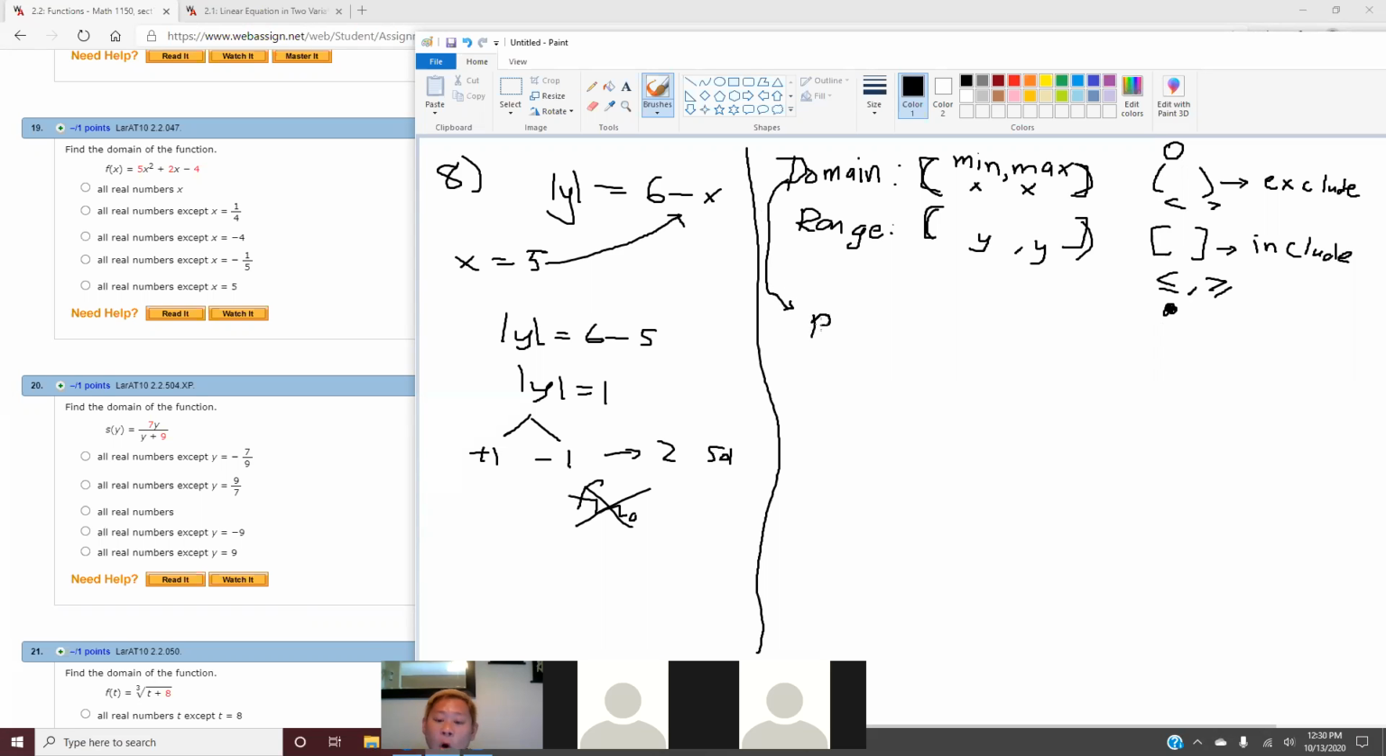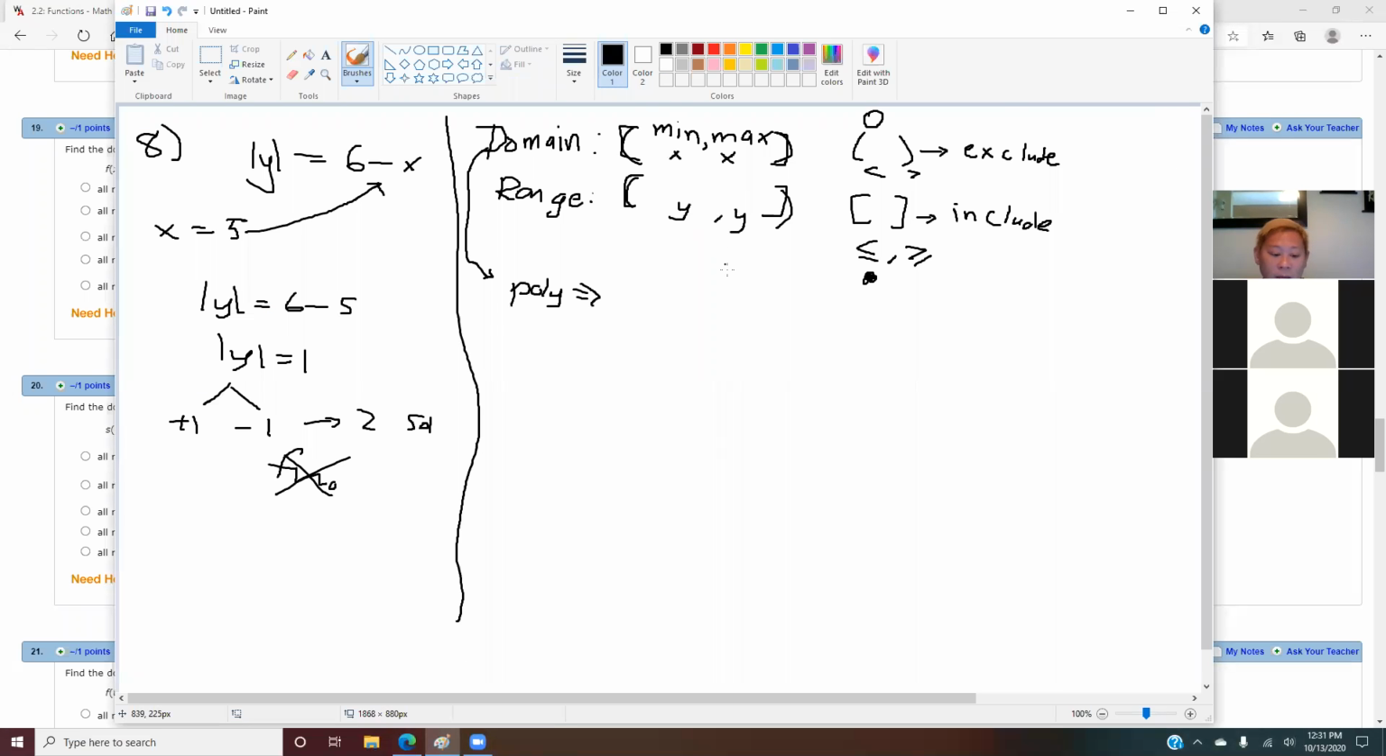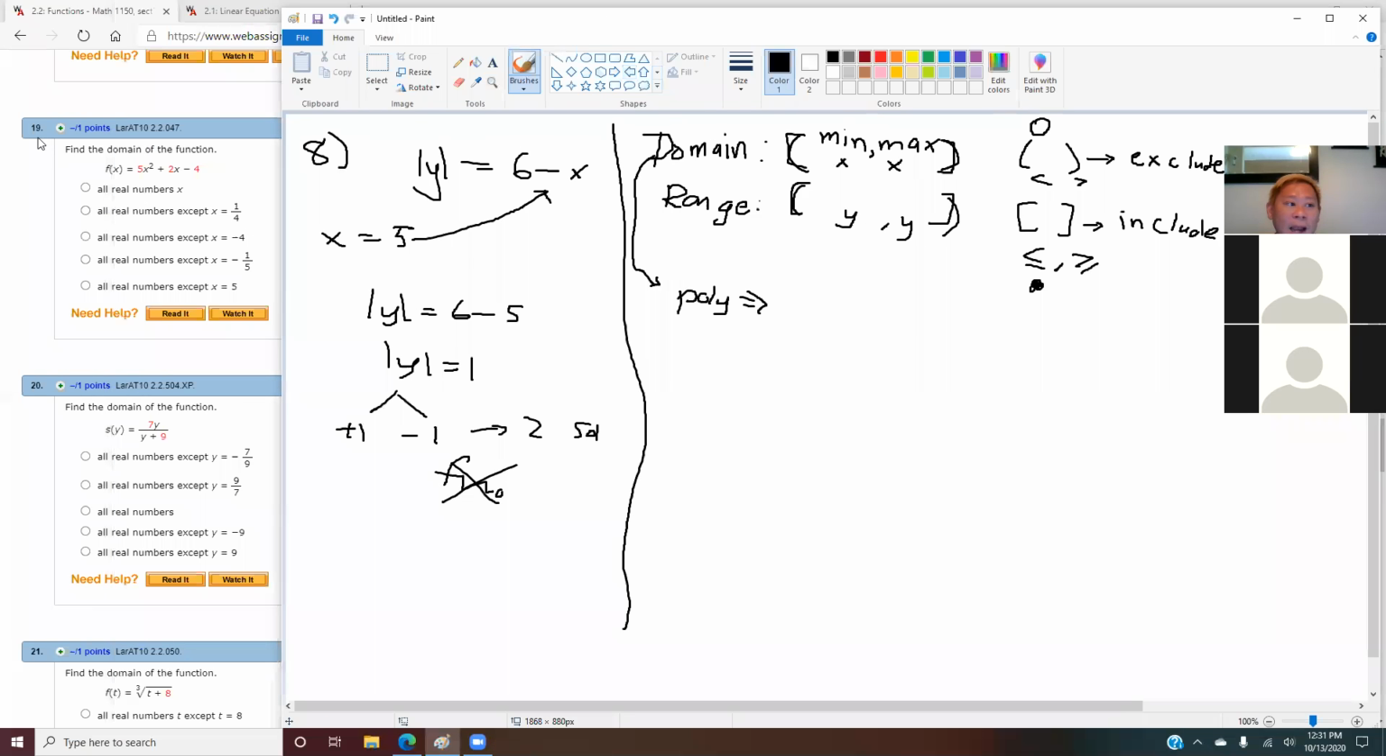If your function is a polynomial function, does anyone know what a polynomial function is? Can someone give me an example? It doesn't matter if it has a square or not. A polynomial can be something like 5. 5 is a polynomial function.